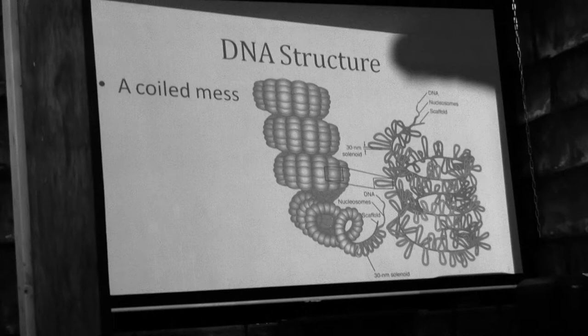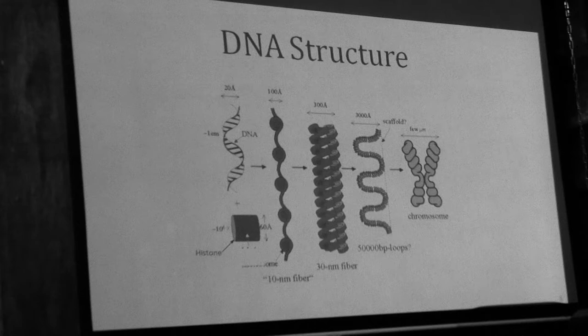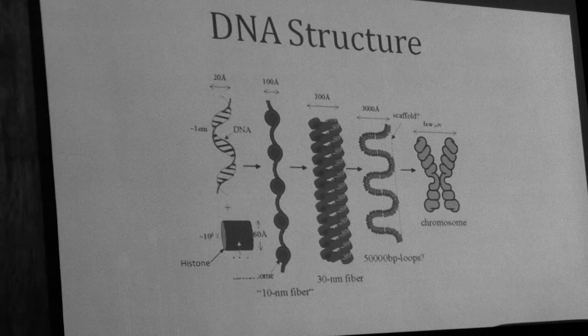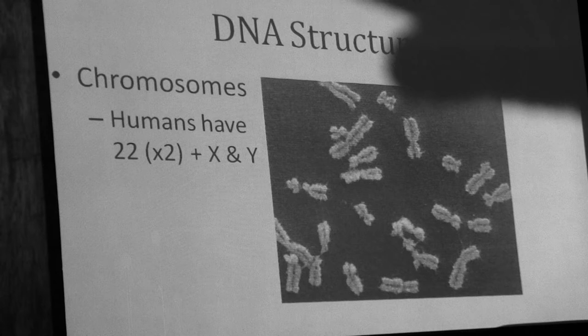But here's a breakdown of the general size of what I was just talking about. So you've got a double helix that winds around histones. Those histones tightly pack into coils, which then loop, and then you've got a chromosome. And then you've got 22 of those.